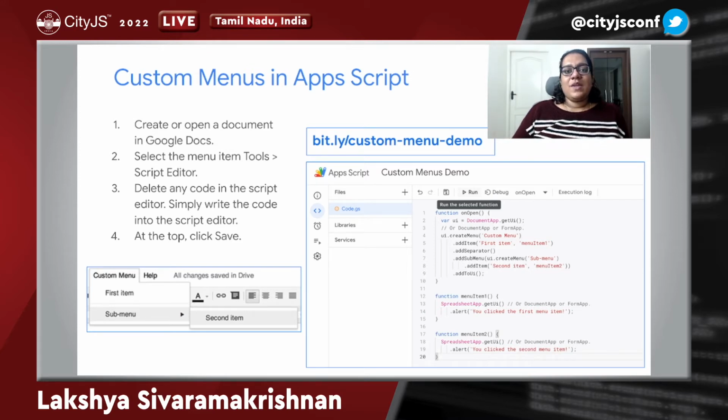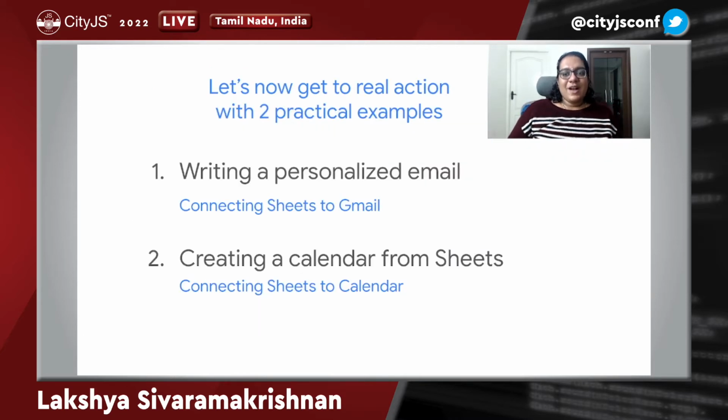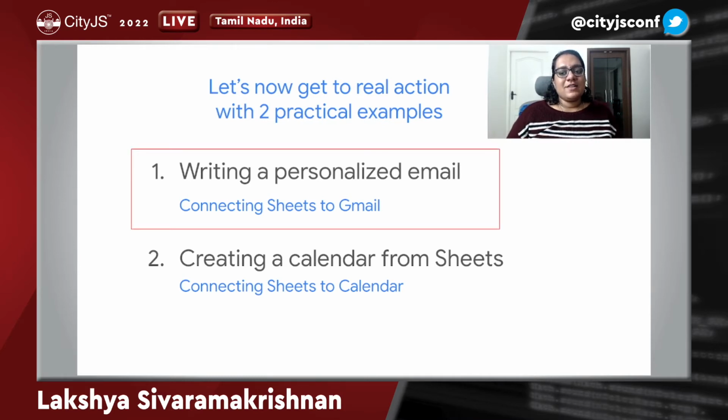So this is how we saw two basic things: custom functions and custom menus. Now let's get to the real action with two practical examples. The first one is about writing a personalized email, and here we're trying to connect Google Sheets with Gmail, that is, any email service. The second example that we will see is creating a calendar from Sheets, where we're trying to connect Sheets to Google Calendar. So let's get started with the first one, about writing personalized email.